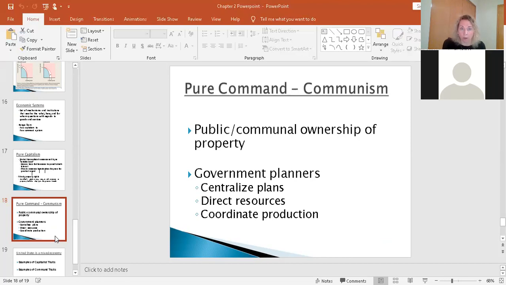But at its core, this system actually pools property: all of us own it together, or communal ownership of property. And then we would ideally select people we thought would work in our best interest, government planners who would centralize plans, do all the planning very centralized together in one place, direct resources to where they would benefit the people the most, the population, and coordinate that production.